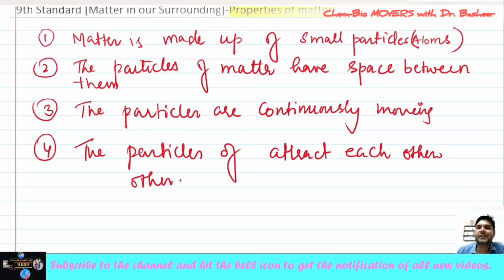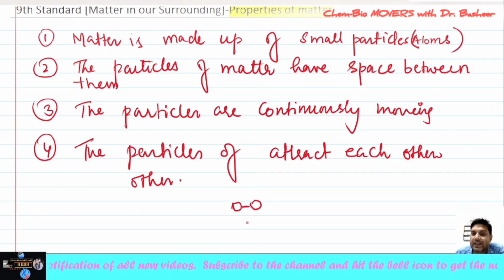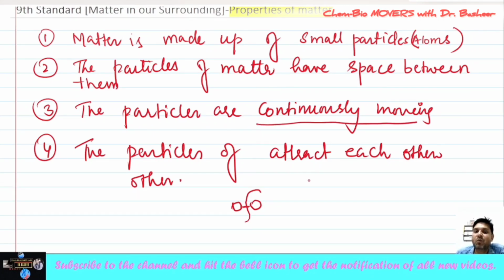Understand? So I'll just read one point and explain. Matter is made up of small particles, and what are those small particles? Atoms, which I already discussed. Second point, the particles of matter have space, meaning if there is one atom and a second atom, in between them there should be space, then only they can move. So if they have space between them, the particles are continuously moving.